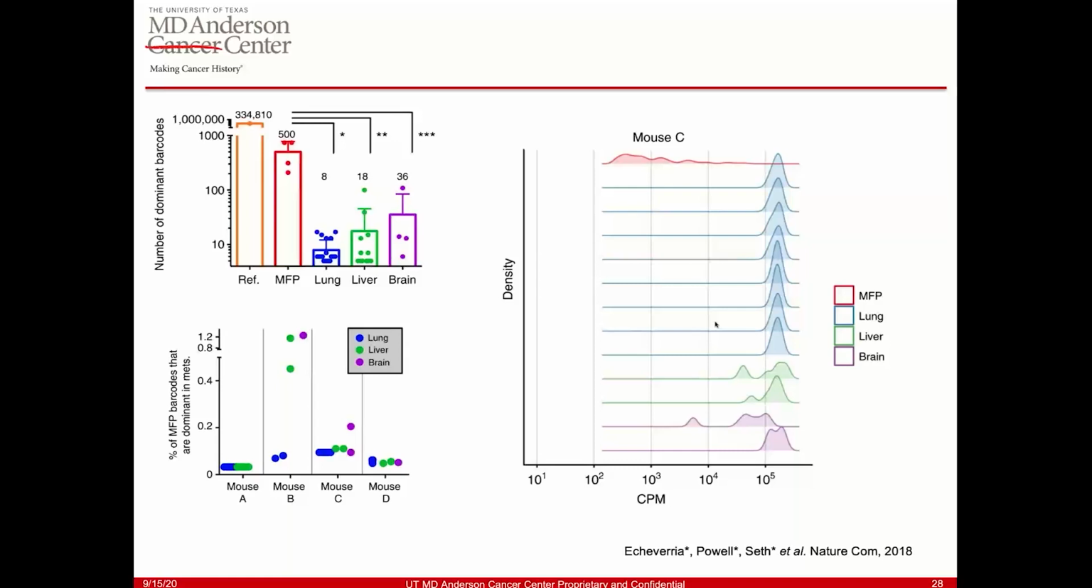On the top, what we see is, for mouse C, the reference population in the mammary fat pad, and there is a strong enrichment in these metastatic sites, represented by a shift towards the right. Here, the x-axis represents counts per million, on a log 10 scale, and we see a strong shift where only a certain fraction of clones are able to metastasize and create the tumor.